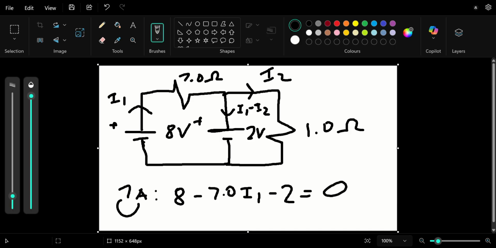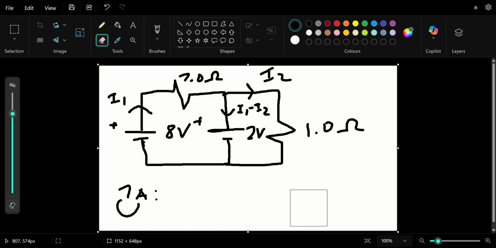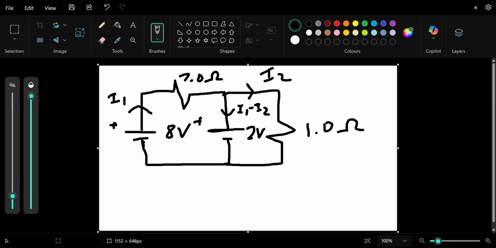Before we form our equation for loop B, we can solve for I1 already, and we can say that 7.0 I1 is equal to 6 volts, and therefore the current is just 6 divided by 7.0, and we'll get a value of 0.86 amps as I1.